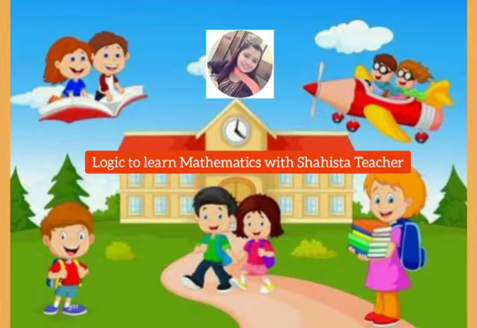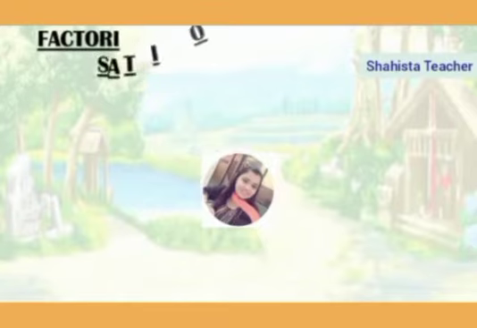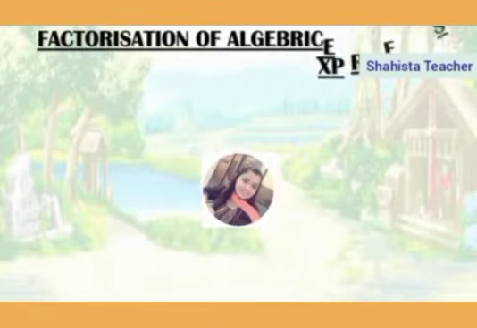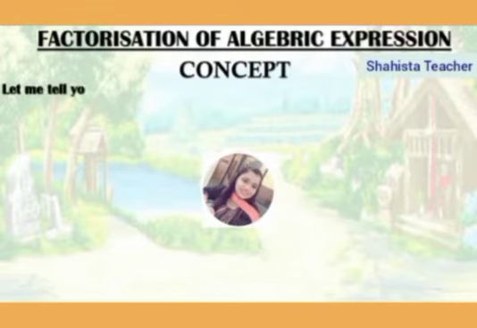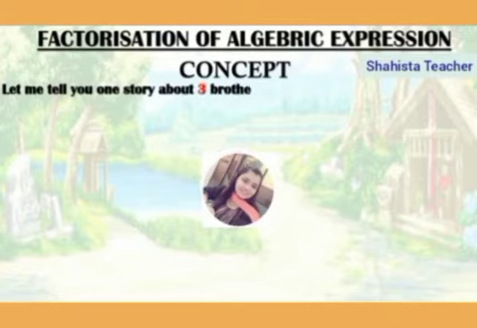Now here today I am going to teach you a very interesting chapter, that is chapter number 6, Factorization of Algebraic Expression. My dear students, before starting this chapter, I am going to tell you one story. The story is about three brothers. In this story, the three brothers are x square minus 15x plus 54 is equal to 0.